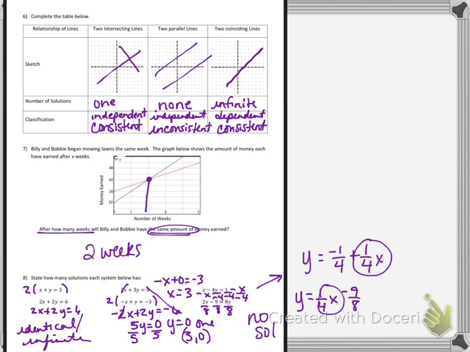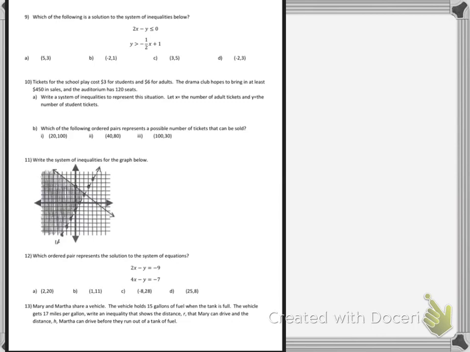So I'm hoping you're feeling pretty good about that page. On the next page, which of the following is a solution? So on this, you simply need to plug and chug. But it has to work for both. And the only one that it does that for is D.